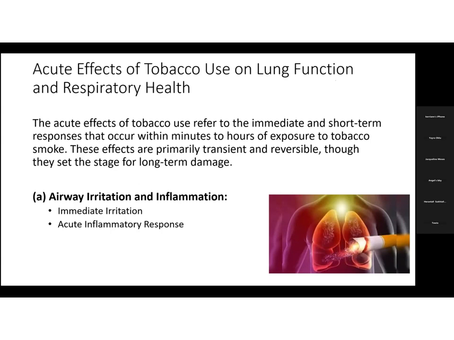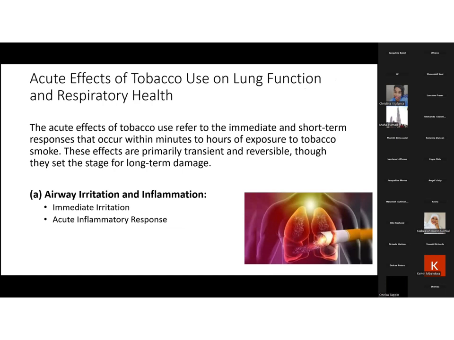The acute inflammatory response: the irritants in the tobacco smoke activate inflammatory cells, as I mentioned before, the neutrophils and the macrophages in the airway. And these cells release mediators, such as your cytokines, your reactive oxygen species, etc., that lead to increased vascular permeability, swelling of the airway, and mucus production. This acute inflammatory response causes temporary airway narrowing and increased resistance to airflow.